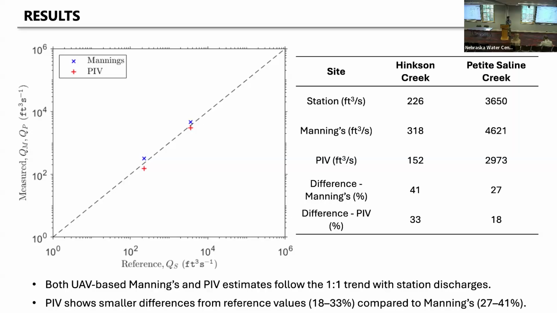The difference for Manning's is basically 41% at one site and 27% at Peptide. Using PIV it is 33% and 18% at Peptide. So PIV shows a really smaller difference from the reference values, about 18 to 33%, compared to Manning's 27 to 41%.